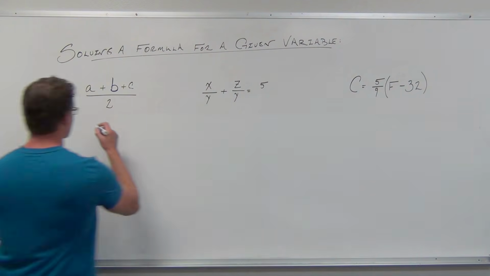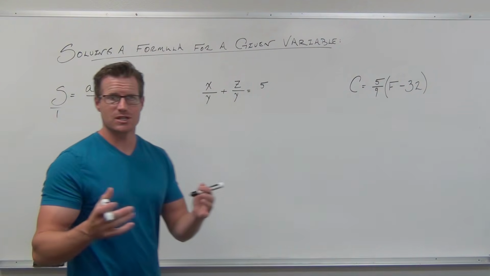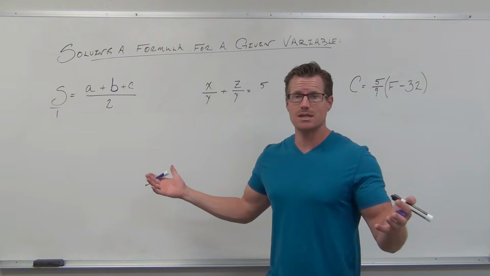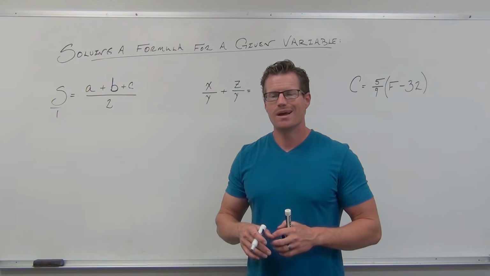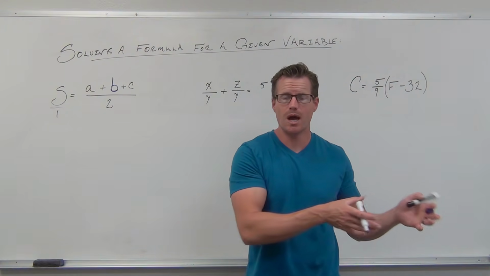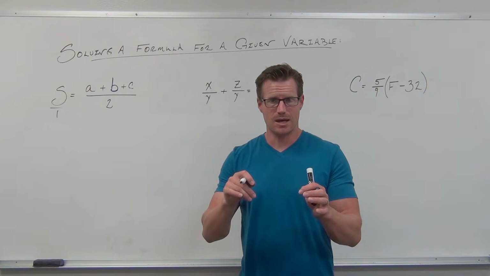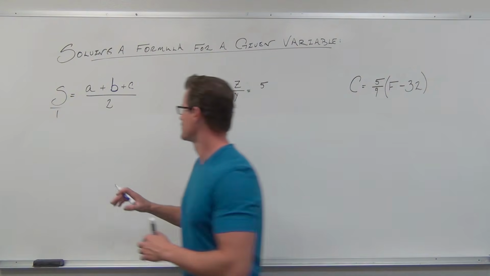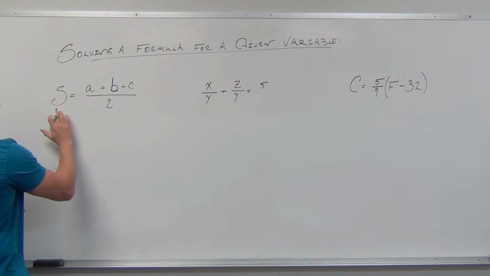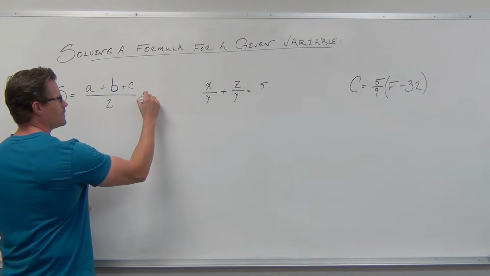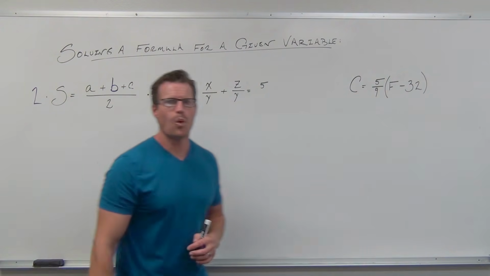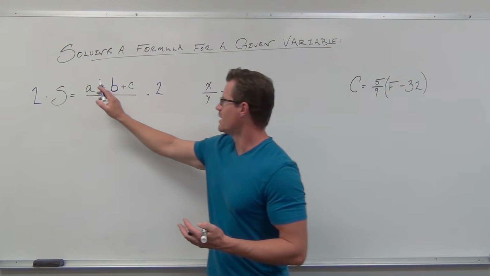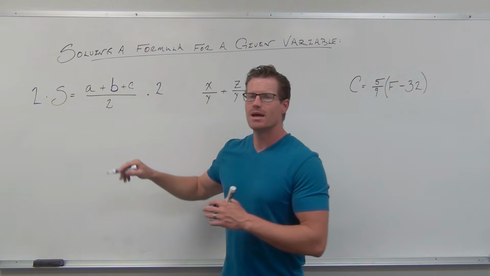This is just like s over 1. Your denominators here are 1 and 2. What's the LCD? Well, the LCD is 2. Use 2 and do the same thing you've been doing this whole time. Multiply both sides by 2.